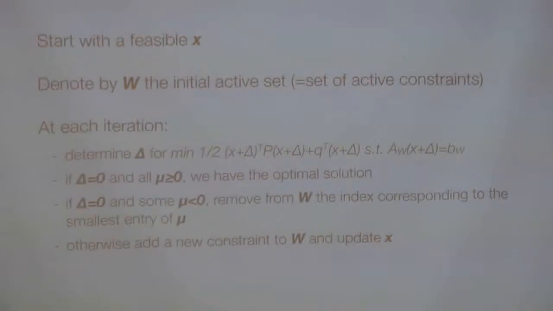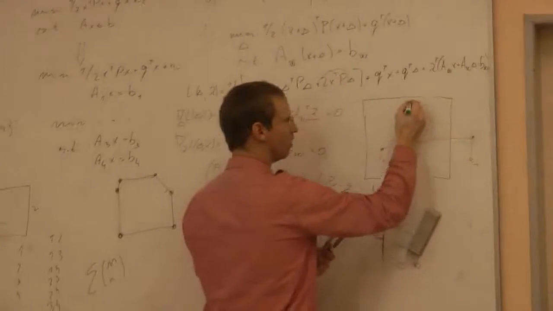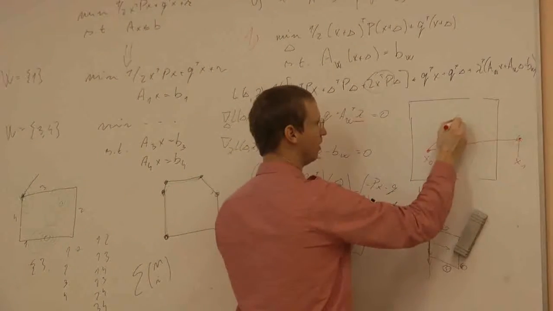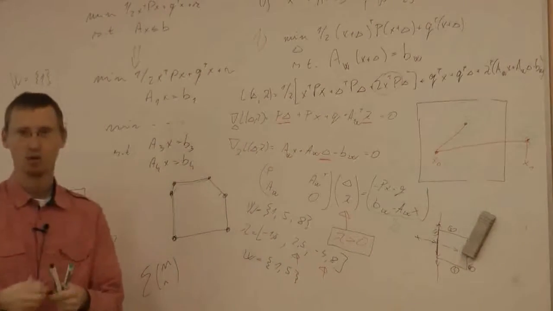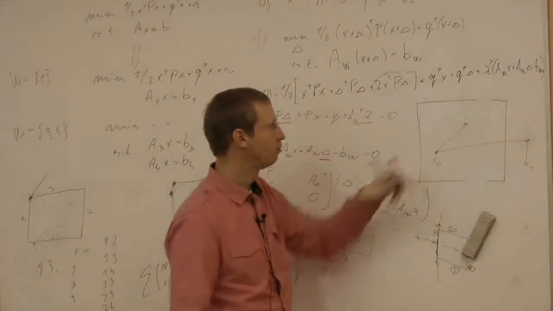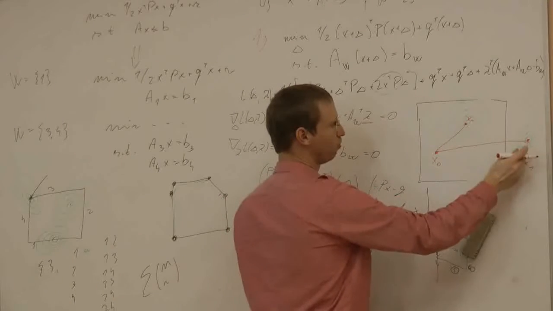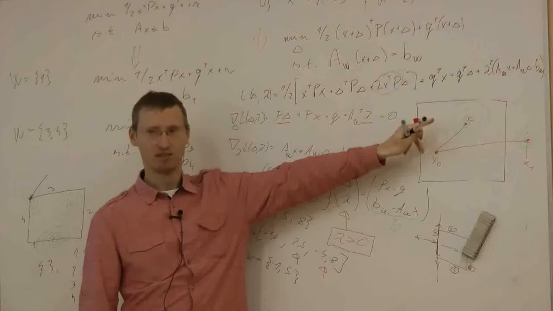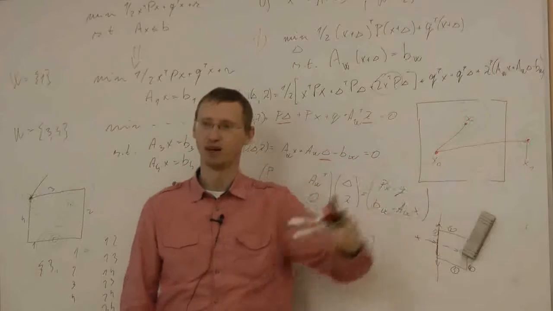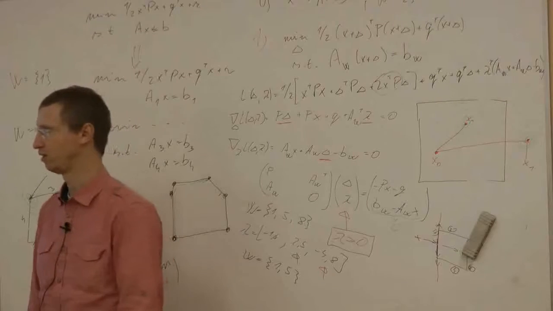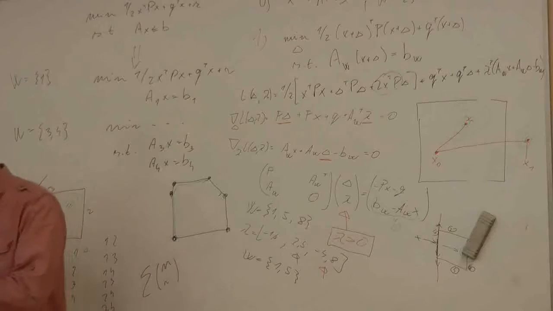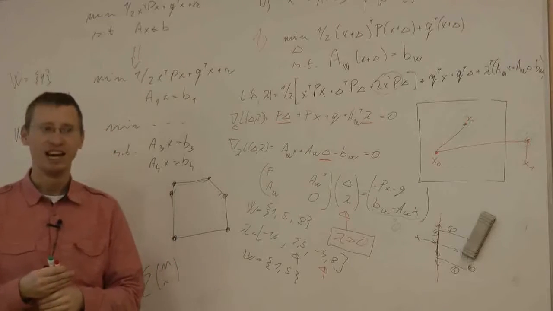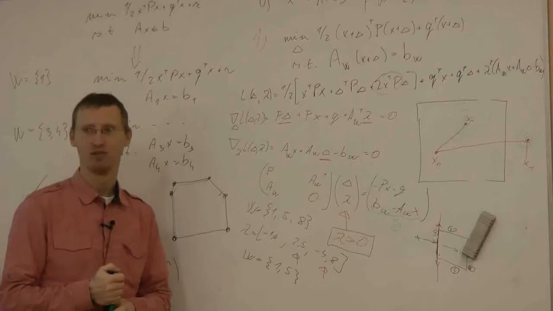However, maybe I shouldn't have wiped that. Actually, we can have two situations like this. What is the difference between this point as x1 and this point as x1? This one is a good point because it still satisfies the constraints, and that one does not satisfy the constraints. So if it does not satisfy the constraints, we have to add a new constraint to our active set.